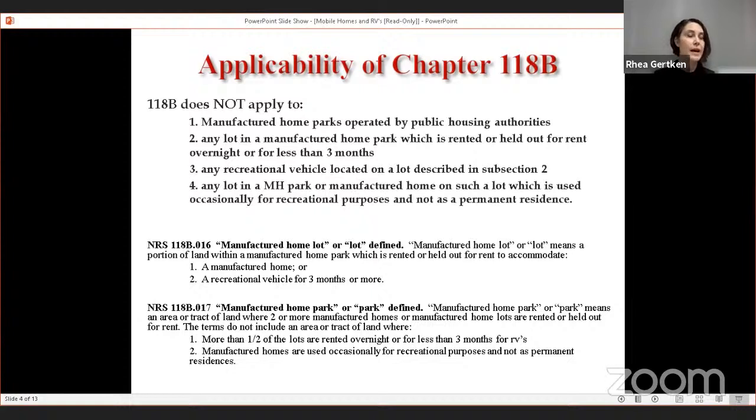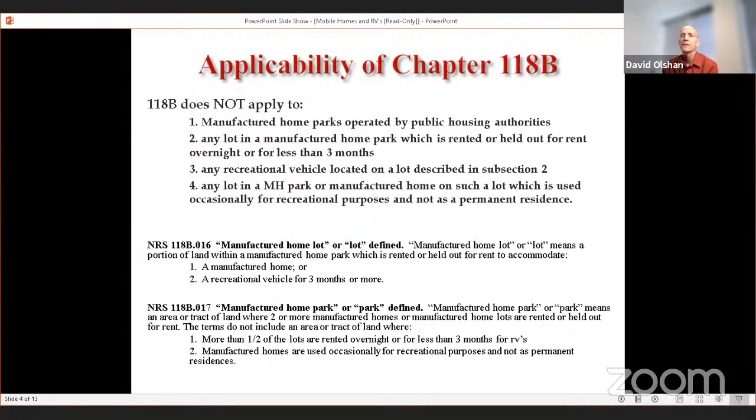But we are looking at a lot in a manufactured home park, which is rented or held out for rent overnight or for less than 3 months. That's an RV park. So that's when 118B does not apply, when it's for less than 3 months or only held out for rent nightly, essentially. Like a Good Sam RV Park, when you're traveling and you stay overnight or for a period of less than 3 months.